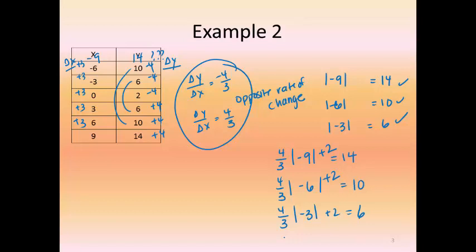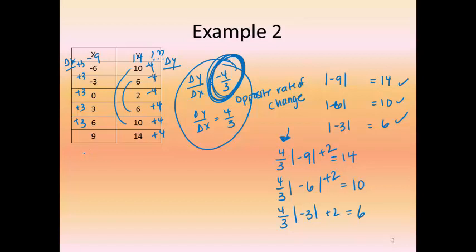Now you might be thinking, why didn't you put a negative 4/3? Because on those values there was a rate of change of negative 4/3. But I know that if I multiply a negative on the outside of my absolute value, that I would end up with a negative 14. And I don't want negative 14. I wanted a positive 14. So I'm going to keep this rate of change in front, kind of like my slope, as a positive value.